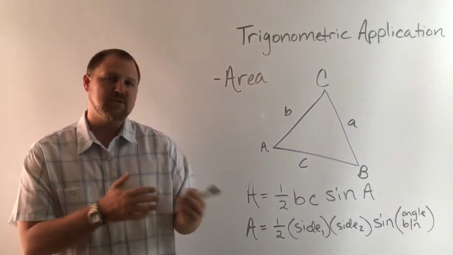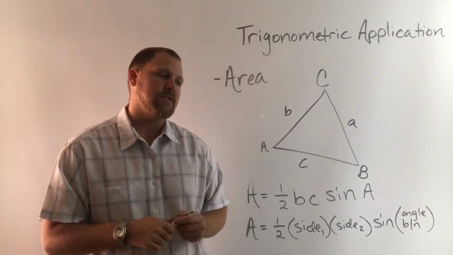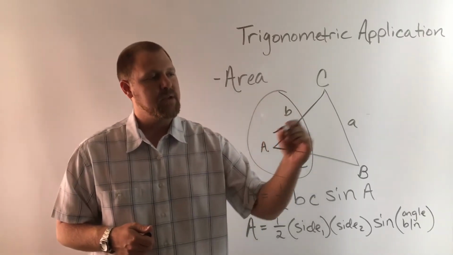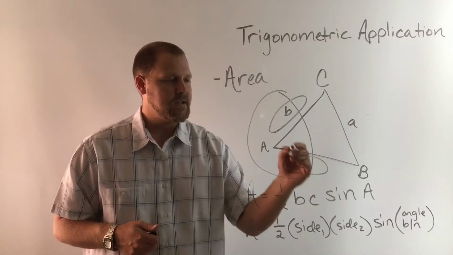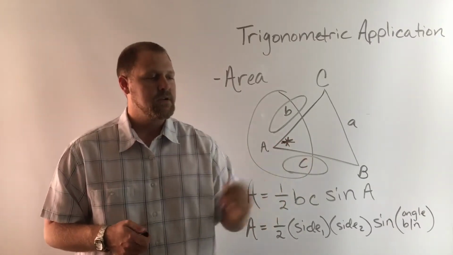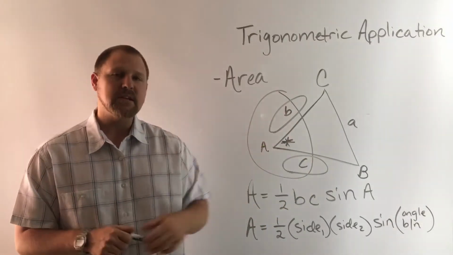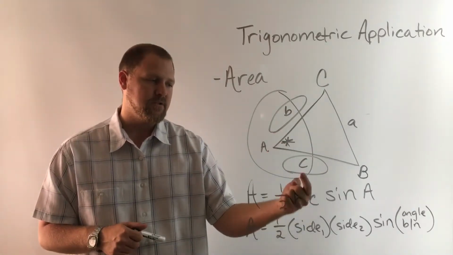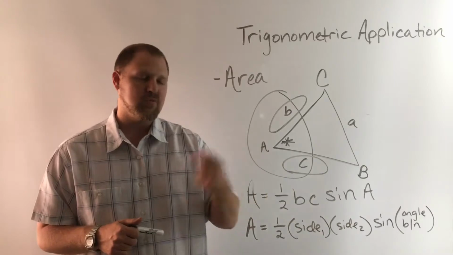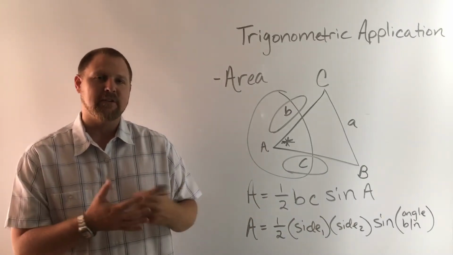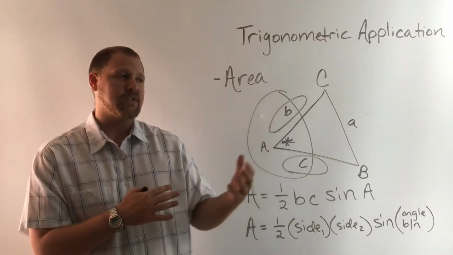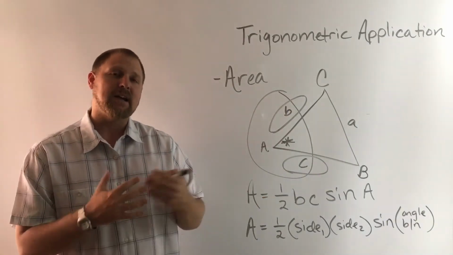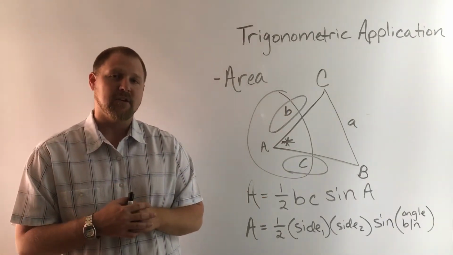Sine of the angle between those two sides that were just given to you, which is this information right here. We have B and C, and then this right here is the angle that is between B and C. 1/2 side 1 times side 2 times sine of the angle between those two sides. And that will calculate the area for you, and it will allow you, regardless of the angle or the sides given to you, to calculate the area of that triangle.